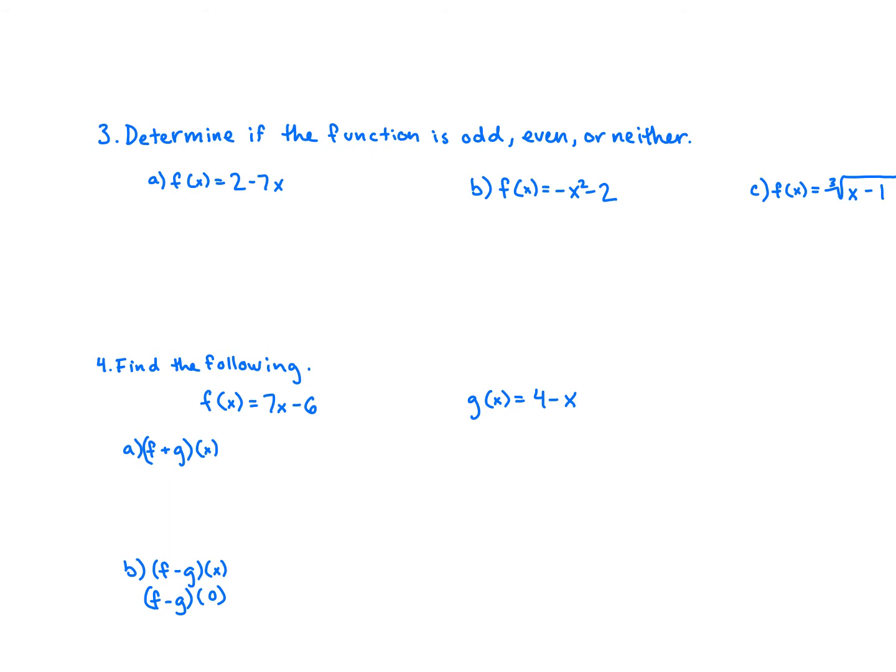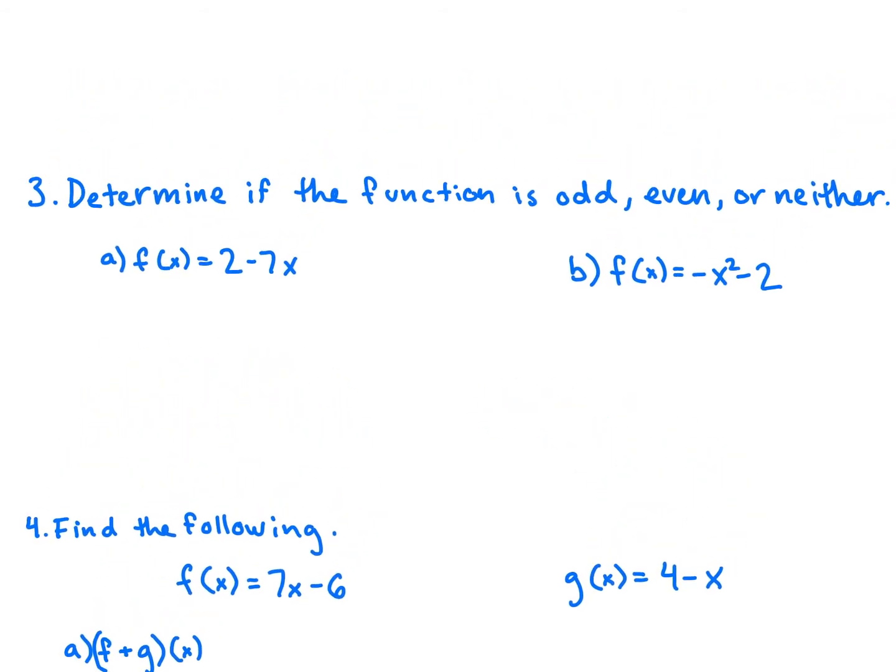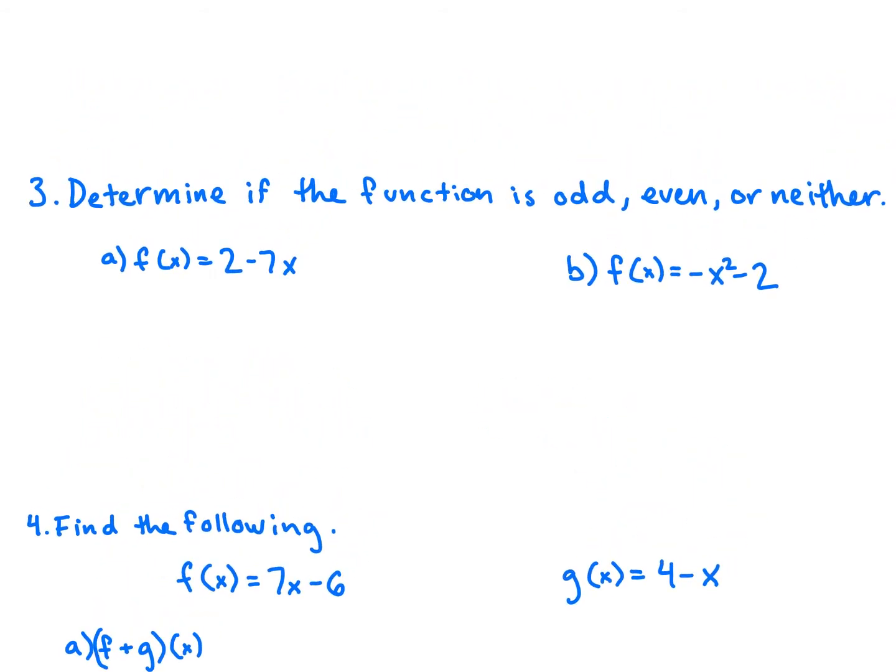So a couple ways we could do this. We could either plug in a number and its opposite, or we could plug in -x and do it algebraically like that. I think plugging in a number is easier, so we can do that. So I'm going to plug in f of 2 and f of -2. If I get the same answer, is it going to be even, odd, or neither?